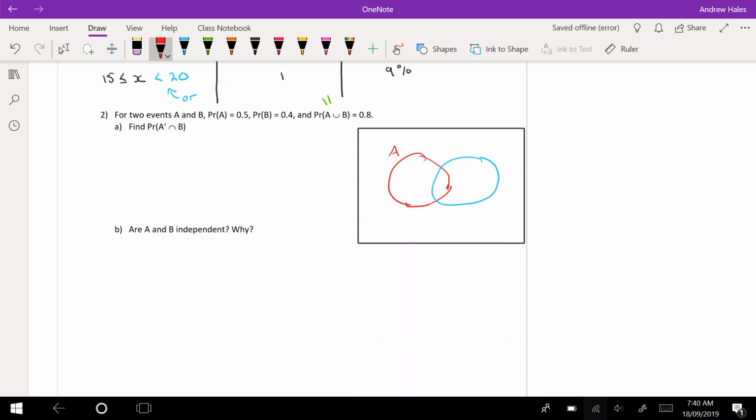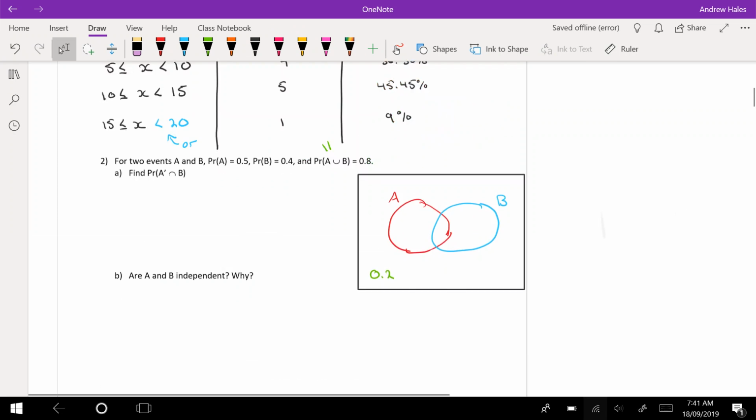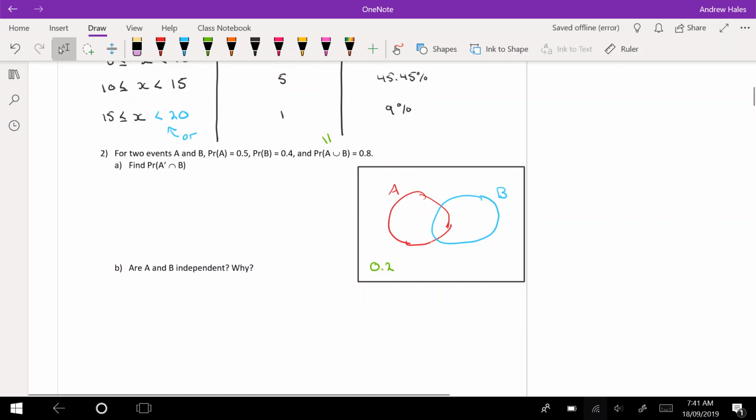The probability of A is that. Probability of B is here. So we know that the probability of A union B is 0.8. So we can automatically pick that the outside, what's not in either of our Venn diagram circles, is 0.2, because it all has to equal 1 eventually. And so if it all equals 1 and the union of the two sets is 0.8, 0.2 is on the outside.